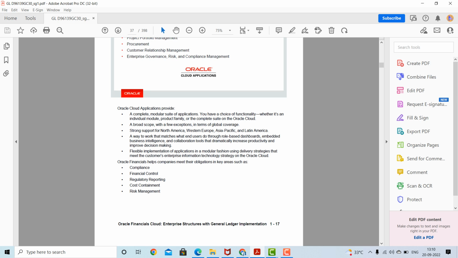Oracle Financials helps companies meet their obligations in key areas such as compliance, financial cloud control, regulatory reporting, cost containment, and risk management.